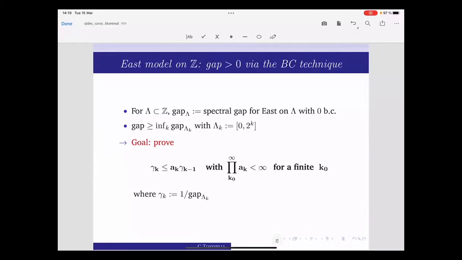Okay, so our goal here will be to study the spectral gap in infinite volume, what I call gap, and to lower bound it by considering the infimum over increasing finite volumes of the spectral gap with the empty boundary conditions.